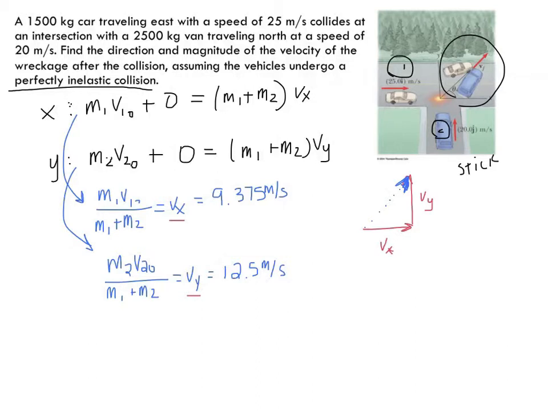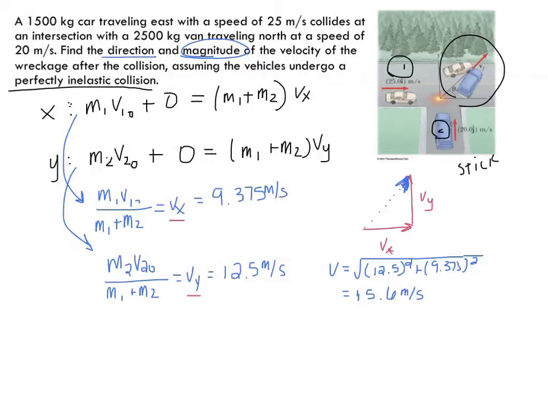So to get that, it is the Pythagorean theorem of 12.5 squared plus 9.375 squared. All that into the calculator, we should get a value of 15.625. 15.6 is okay. So this covers the magnitude portion of our problem, but it's also asking for direction.